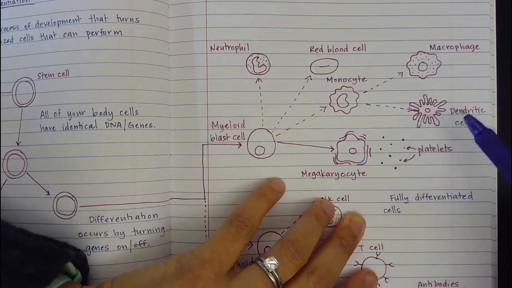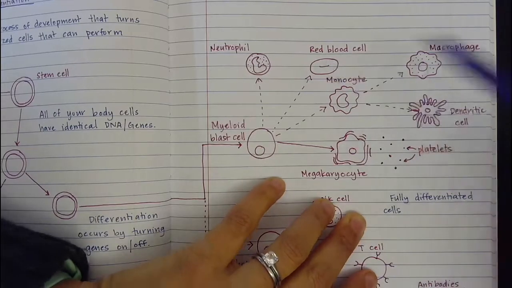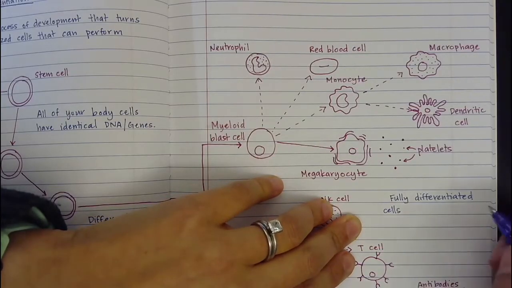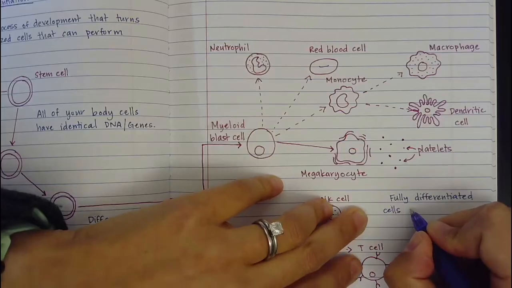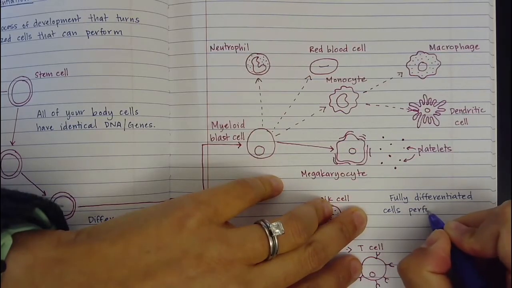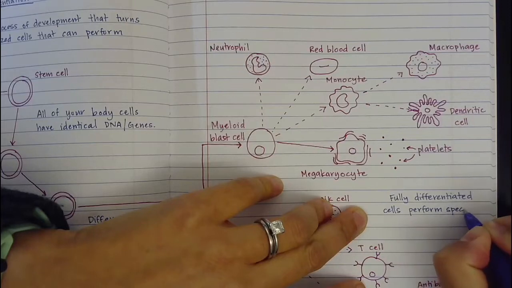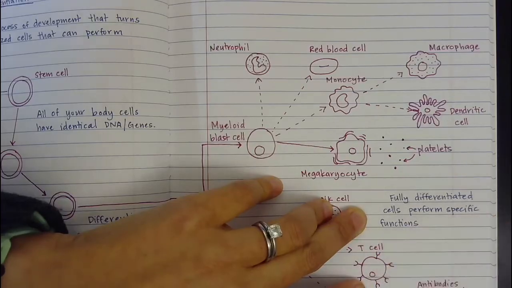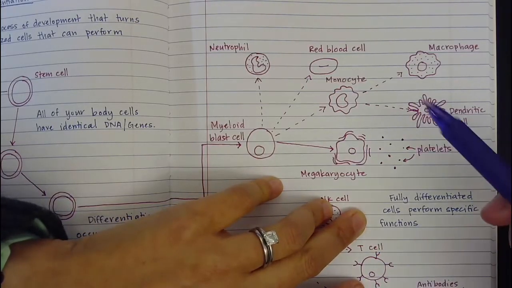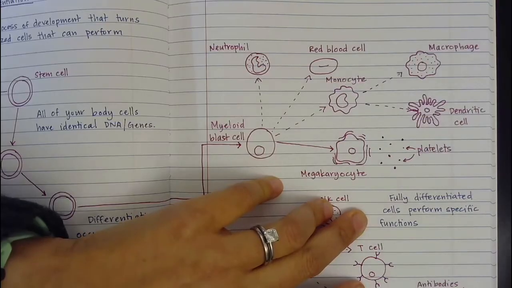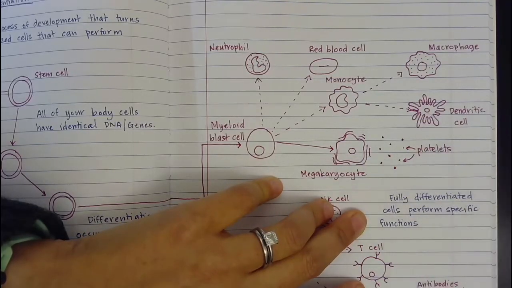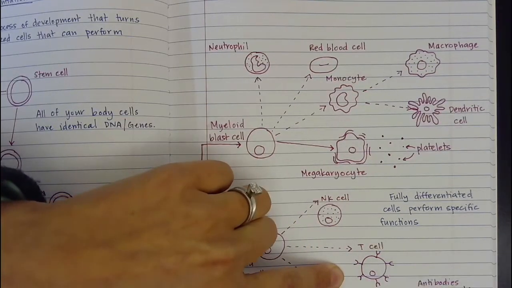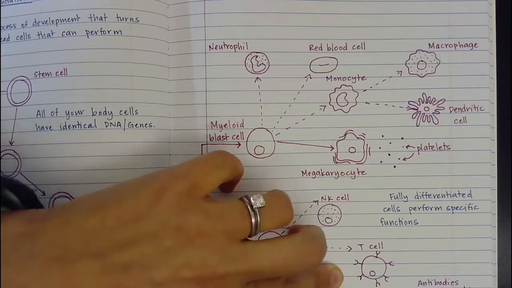so our megakaryocytes, our macrophages, our red blood cells, our T cells, these fully differentiated cells, they perform specific functions. Like your red blood cells are the cells that are going to carry oxygen around your body. Your megakaryocytes make platelets, which help your blood clot. Your T cells are a part of your immune response. All of these cells have specific functions.